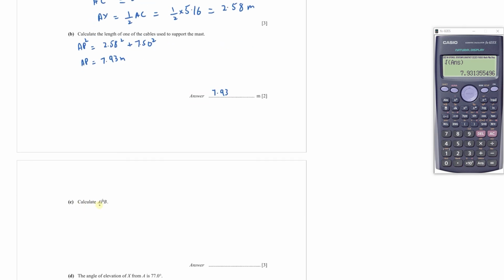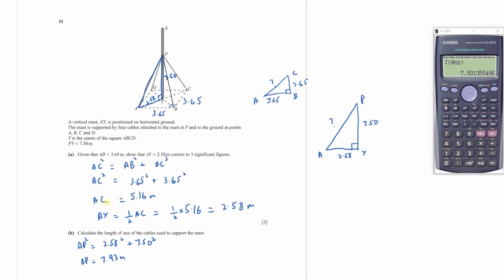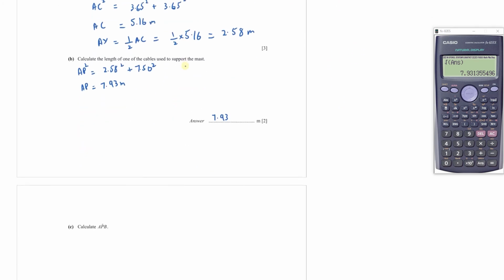Part C is calculate angle APB. So APB is this angle, and you know the length AP. You also know this length AB is 3.65, and you also know this length PB. So you know three lengths. If I look at this triangle APB, I know all three sides, and I want to calculate one of the angles. So let me draw this here.